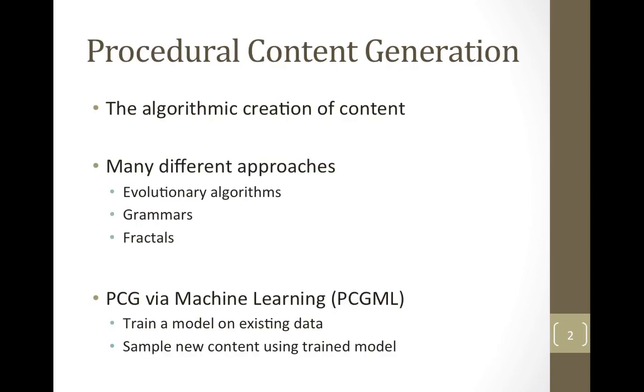Now, as most of you probably know, procedural content generation is the algorithmic creation of content such as stories, quests, in-game objects, but most commonly levels and maps. And there have been a lot of different approaches to generating content, such as using evolutionary or search-based algorithms, grammars, or fractals, just to name a few.